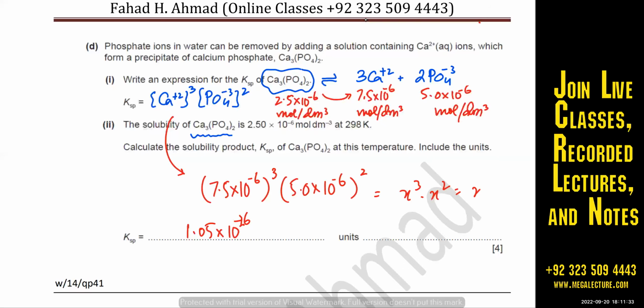So it's concentration to the power 5. So mole per dm cube to the power 5, that's mole to the 5 and dm to the power 15. So you're going to get this. Anyways, that's your KSP value. That's how you're going to calculate this.